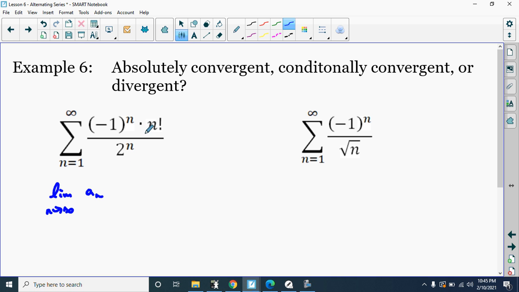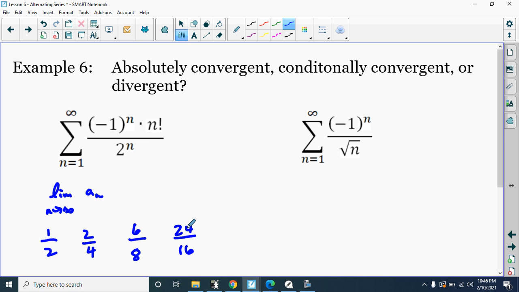So if I plug in 1, I get 1 over 2. Plugging in 2 gives me 2 over 4. Plugging in 3 gives me 3 factorial, 3 times 2, that's 6 over 8. Plugging in 4 gives me 24 over 2 to the 4th, 16. Notice 1/2, 1/2. Now it's getting bigger. 3/4.